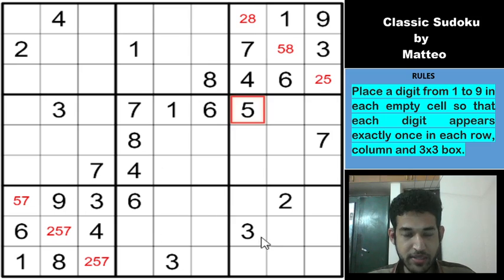So using a simple scanning trick, there is 8 in column 4 and column 6, which means that 8 will be in one of these two cells. And similarly, column 4 and column 5 has a 1 and row 9 has a 1, which means that 1 will be in one of these two cells.